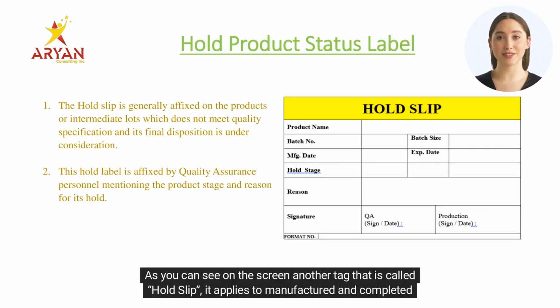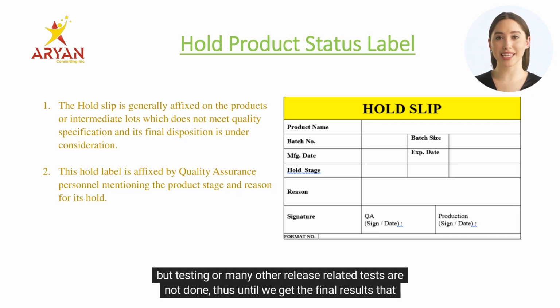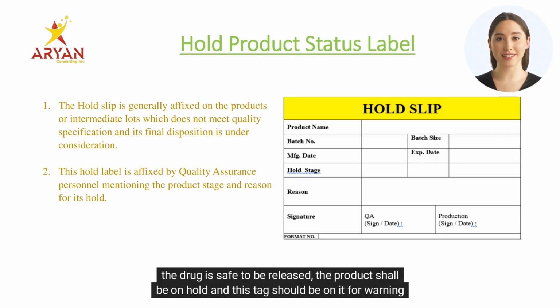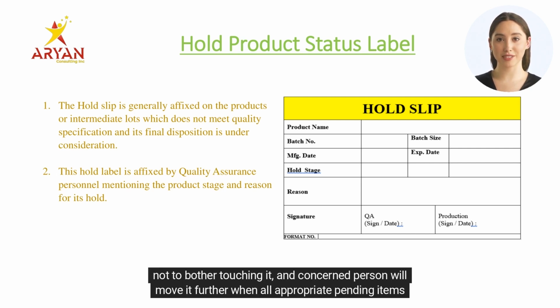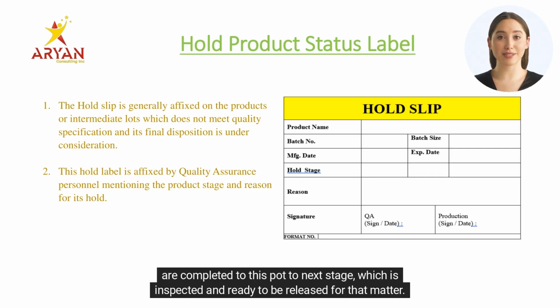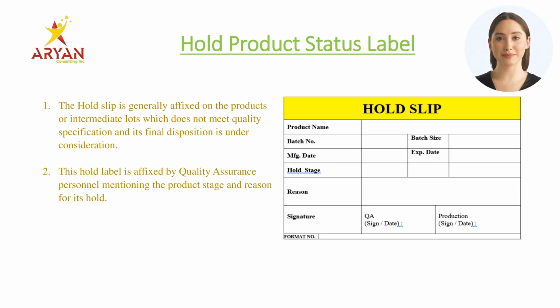As you can see on the screen, another tag is called the hold slip. It applies to product that is manufactured and completed, but testing or many other release-related tests are not done. Thus, until we get the final results that the drug is safe to be released, the product shall be on hold, and this tag should be on it as a warning not to touch it, and the concerned person will move it further when all appropriate pending items are completed, to the next stage, which is inspected and ready to be released.